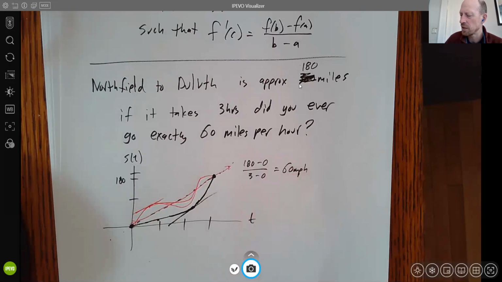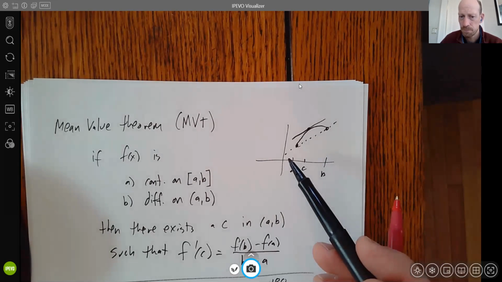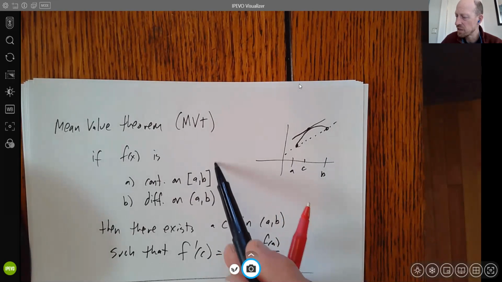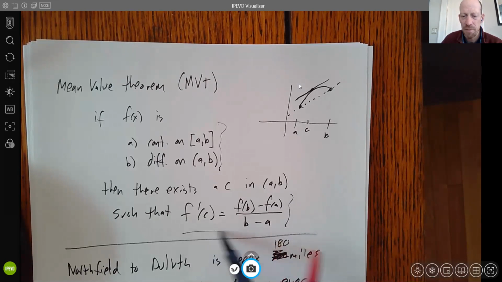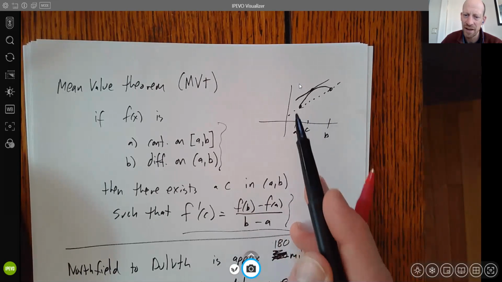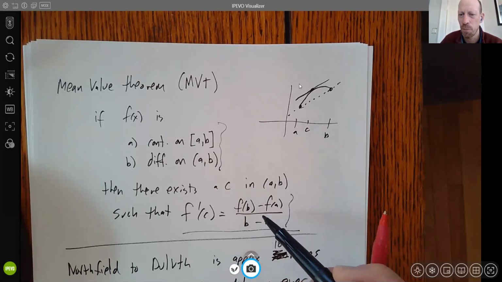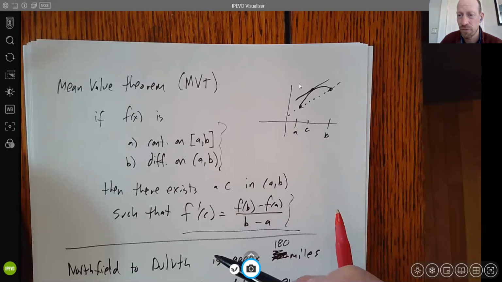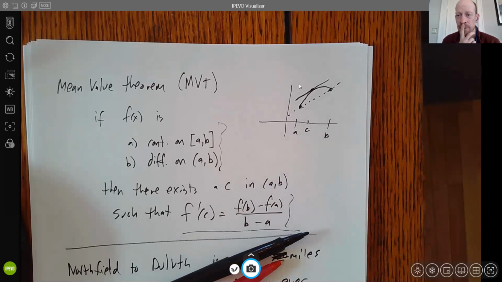So I do think that this image is useful. You do need to know these conditions and the conclusion. The conclusion maybe seems like a lot, but if you think of the picture, the slope of this line, you can just figure that out. You don't need to memorize that. You just need to know that that's the slope of the line, and then that's just the derivative. So the instantaneous rate of change equals the average rate of change. It's not just for position. It's for any function if you're looking at its rate of change.